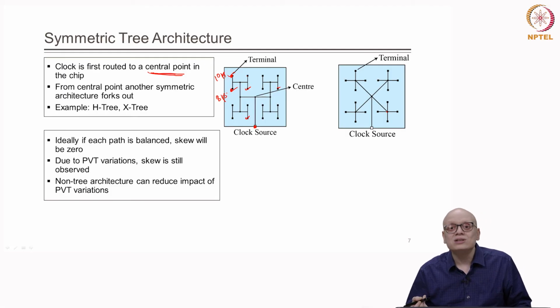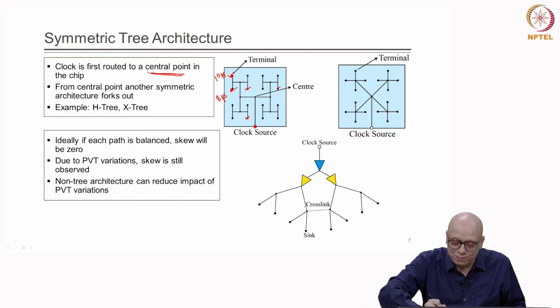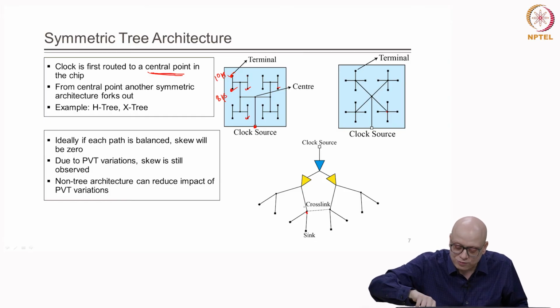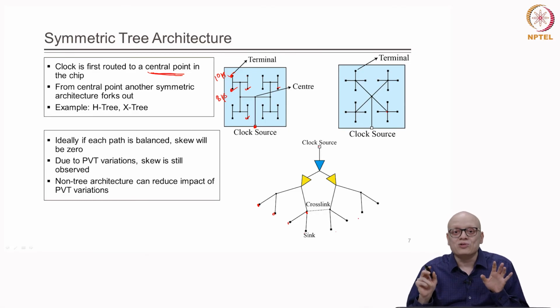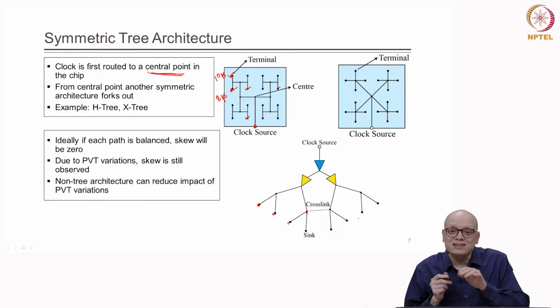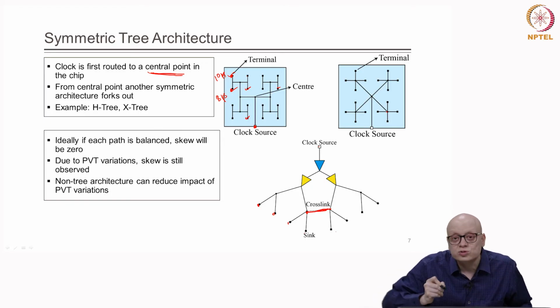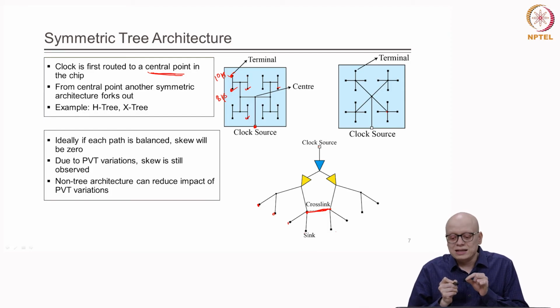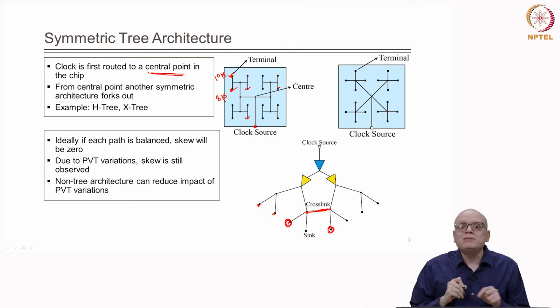Now, what can be this non-tree architecture? The simplest case can be that we have cross links between nodes. For example, between these two nodes, if we ignore this cross link, then the distance from the clock source to the endpoints is all the same, and therefore ideally the skew should be 0. But because of PVT variations, there can still be skew. If we introduce cross links as shown between two points, then the delay at this point and, say, the delay at this point will be correlated.